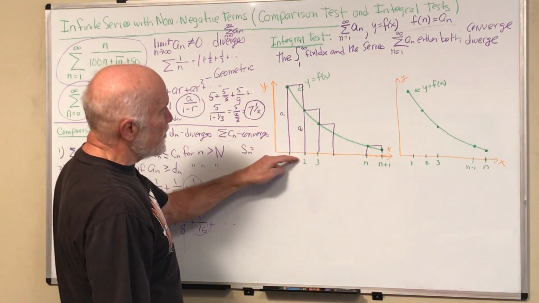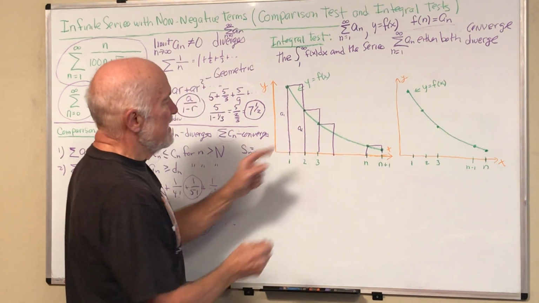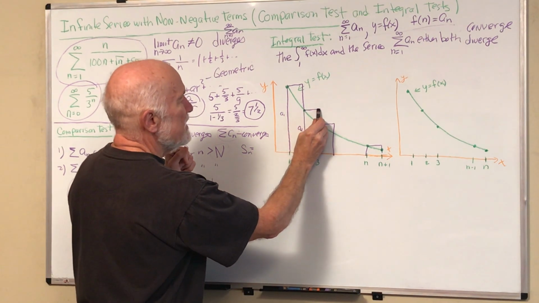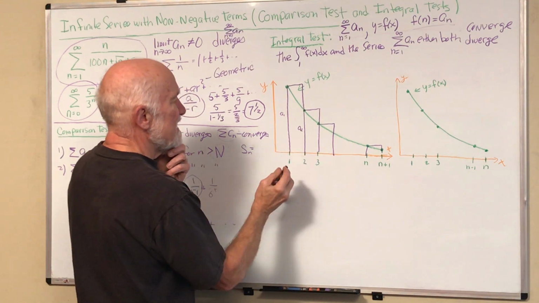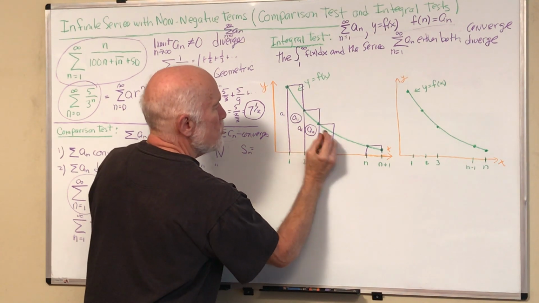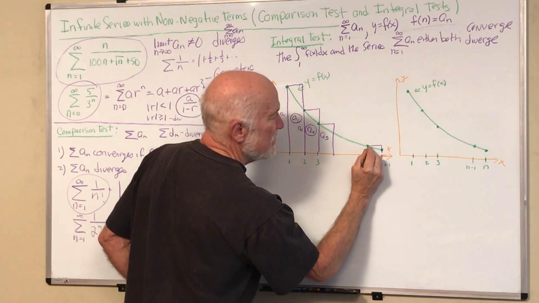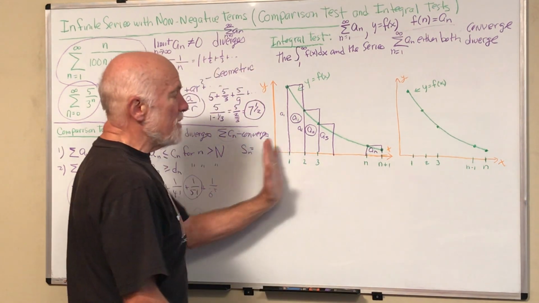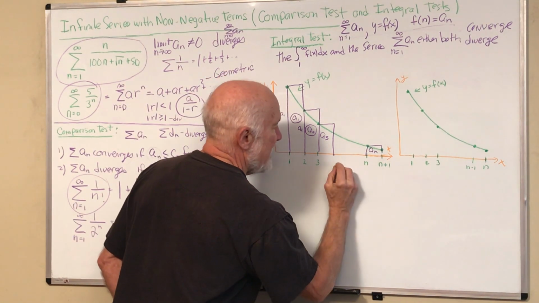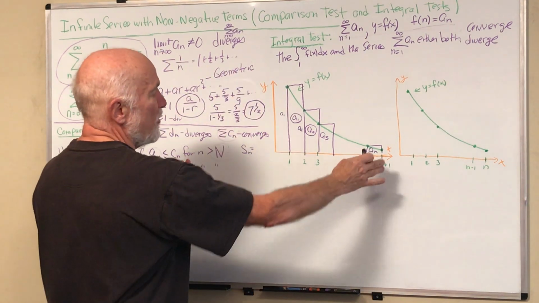What's the area of this first rectangle? It's a1 times 1, or a1. This next rectangle right here, the height is a2 and the width is 1. So we have a1, this rectangle is a2, this is a3, and this last one right down here is a sub n. So if you add up all those rectangles from k equals 1 to n, that's what you're going to get.